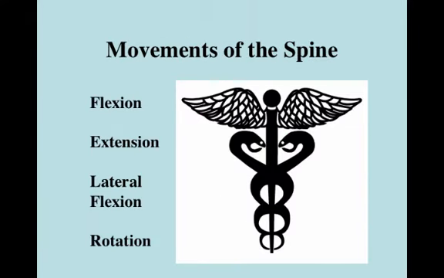Slide 6. There are 4 primary movements to the vertebrae. These include flexion, extension, lateral flexion, and rotation. When you bring your chin to your chest or touch your fingers to your toes, this is considered flexion. When you tip your chin up and look to the sky or arch your back, this is considered extension.